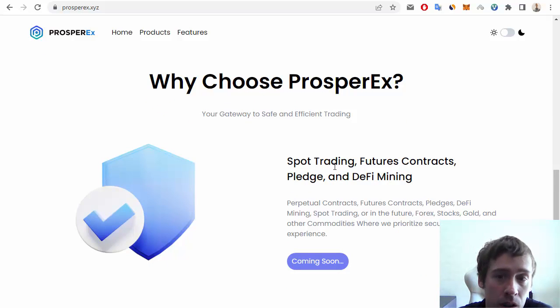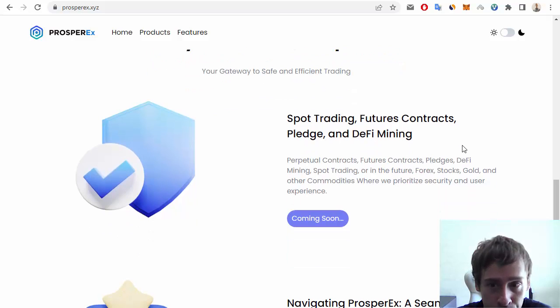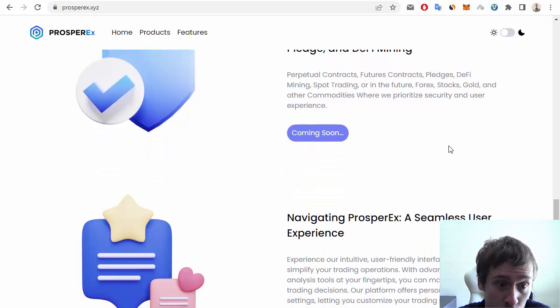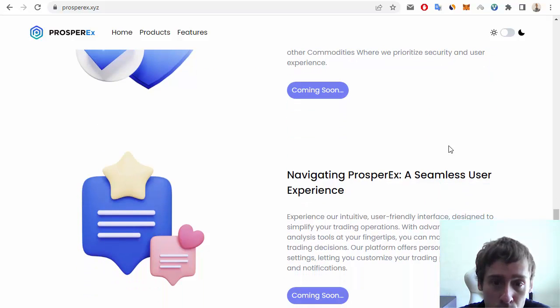This is spot trading, futures contracts, also pledge and DeFi mining. And also this project includes some Forex, stocks, gold and other exchanges where you can use your experience, and also navigating Prosperex, a seamless user experience.